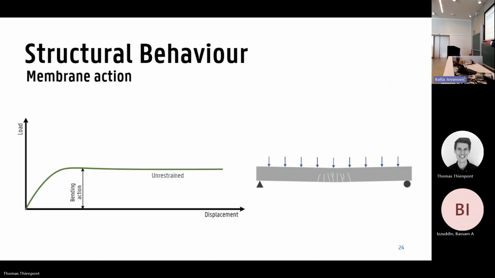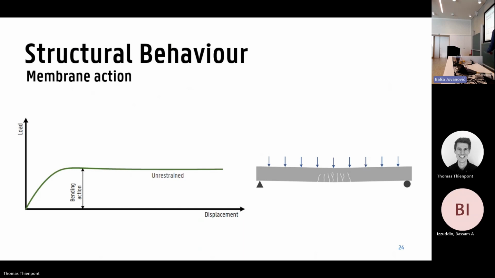If we talk about members, and especially members that are restrained at the edges, there is one phenomenon that always pops up in literature, and that is called membrane action. To explain membrane action very briefly, if you have a beam like the one that you see right now, which is simply supported, then if we apply a load to that, we can get a curve a bit like the one that you see on the left. On the horizontal axis, we have the displacement, and the vertical axis, we have the load. Initially, we have a linear relationship between the displacement and the load, and at some point, we reach a plateau, and that corresponds to the capacity of the member.